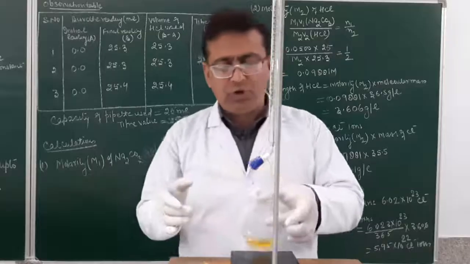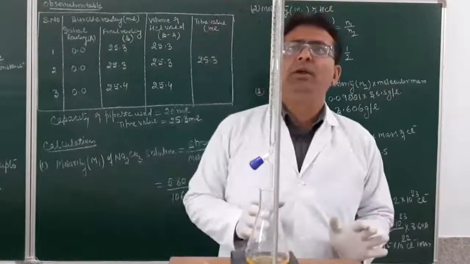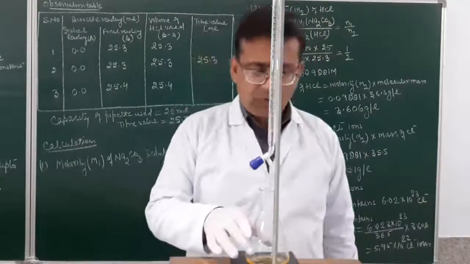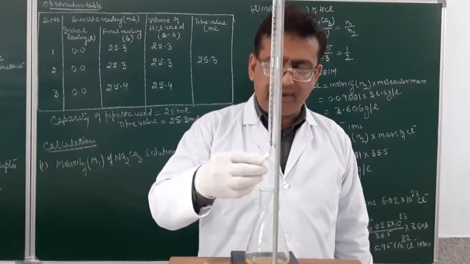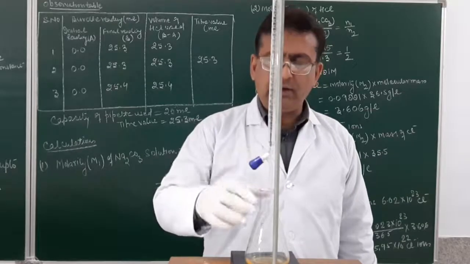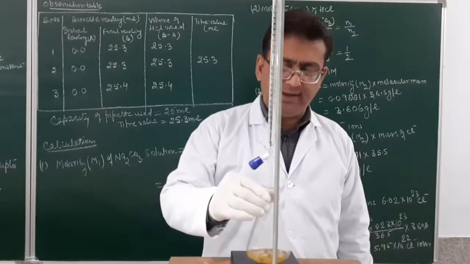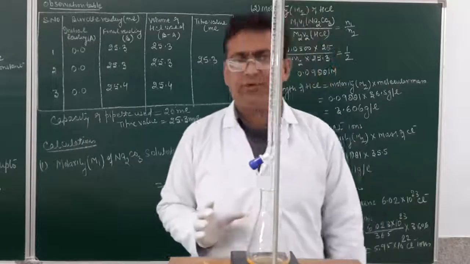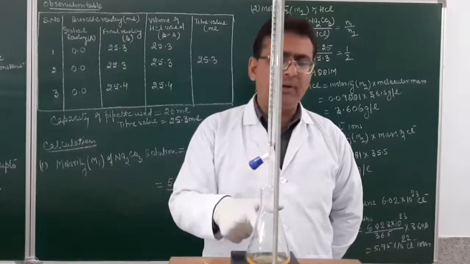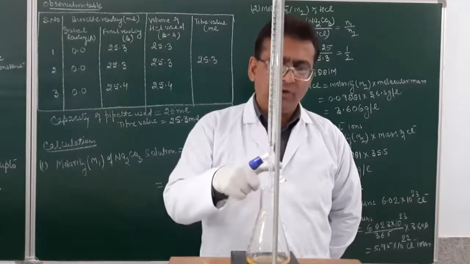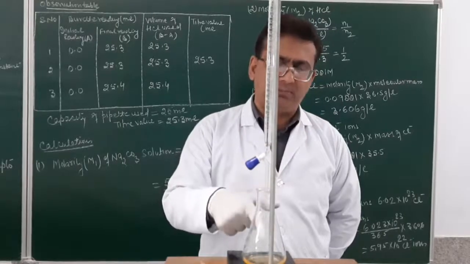We will put this conical flask below this burette clamped in a clamp stand, and we will add in a dropwise manner the solution of hydrochloric acid into sodium carbonate solution. Hydrochloric acid is acidic in nature. Sodium carbonate is basic in nature. So when we add HCl into sodium carbonate solution, the process of neutralization will take place.